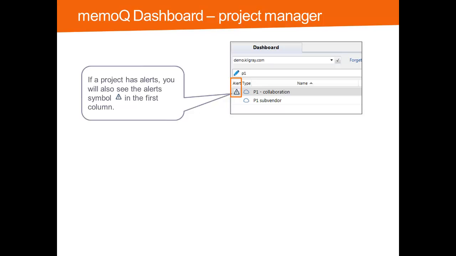Another type of information about a project are the alerts. If a project has alerts, you will see the alerts symbol in the first column.